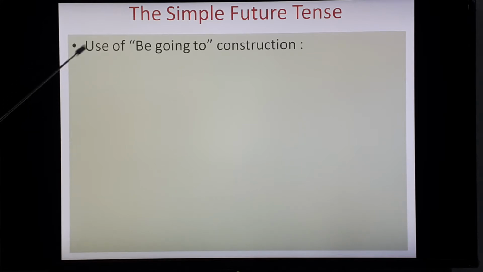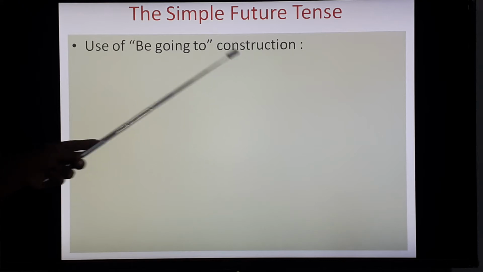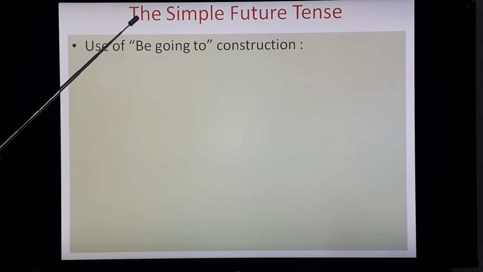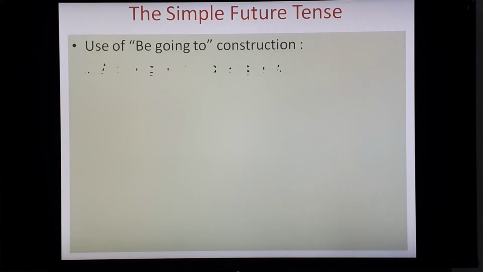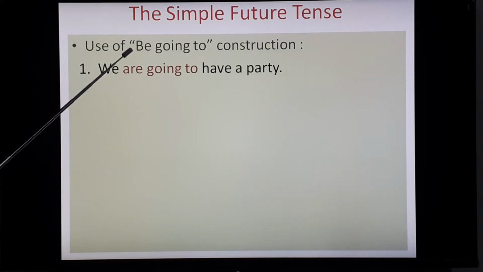Let's see the use of the be going to construction. This construction we can use to show simple future tense. Be means you have to use is, am or are according to the subject. With third person singular, he, she or it, you have to use is, right?